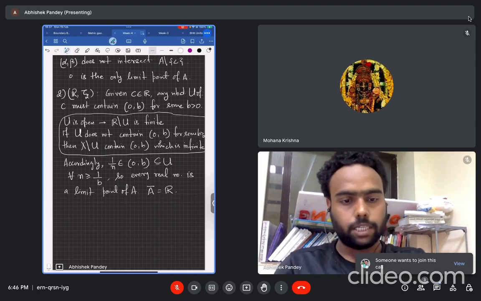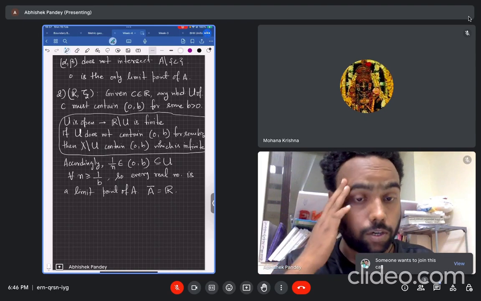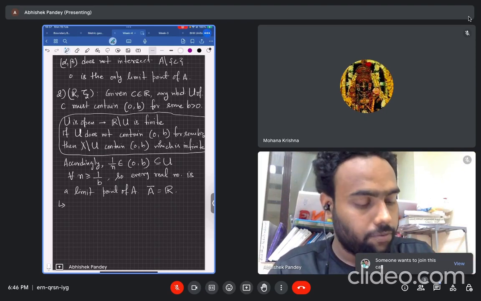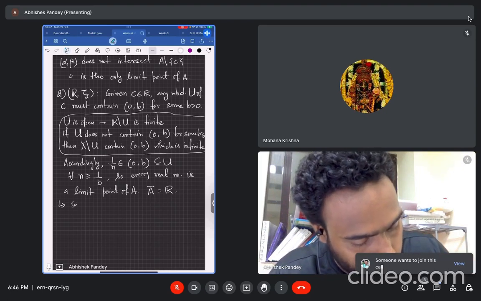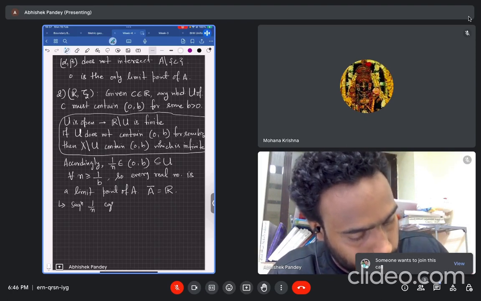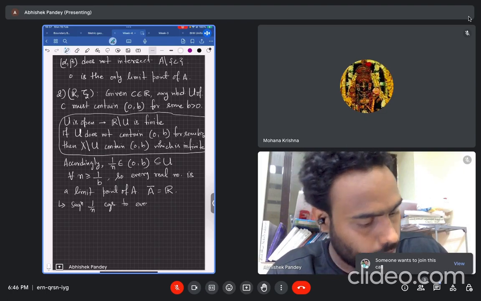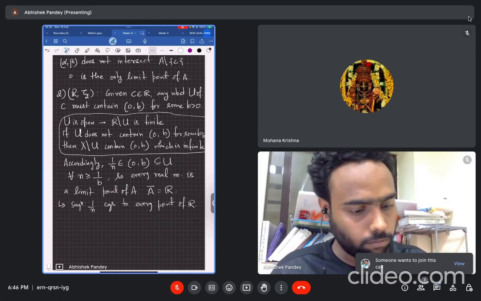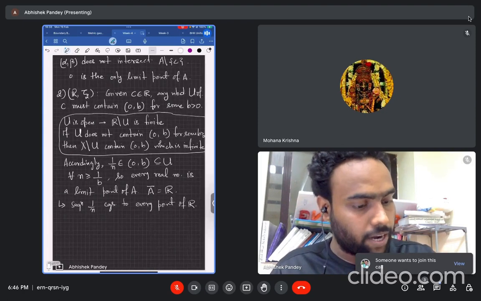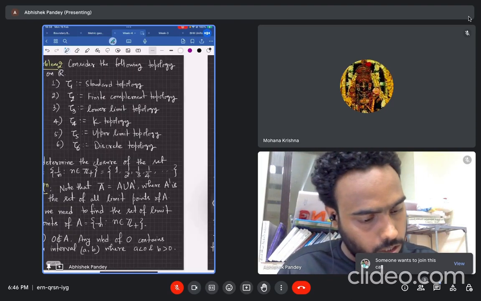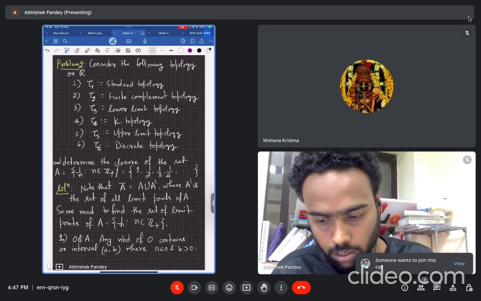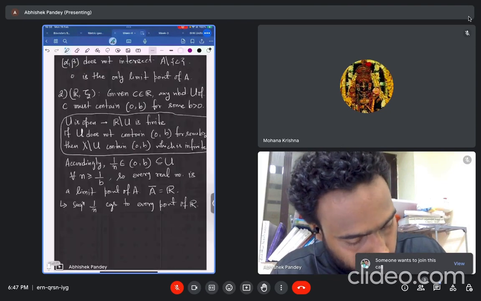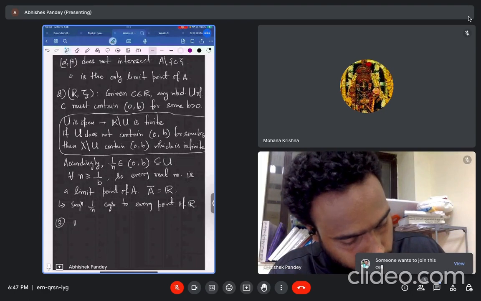Basically this also says, which we will see later once we are talking about Hausdorff, that in the finite complement topology, the sequence 1/n converges to every point of R. This we will see later. So this is basically finite complement, just remember. Now the third one is the K topology. So let us see R with the K topology.